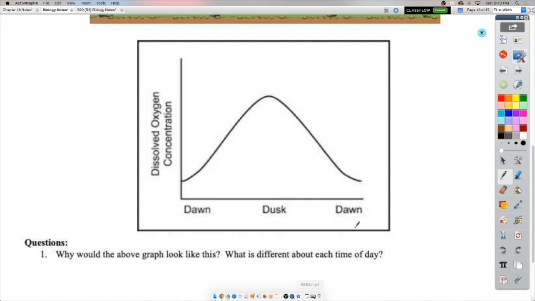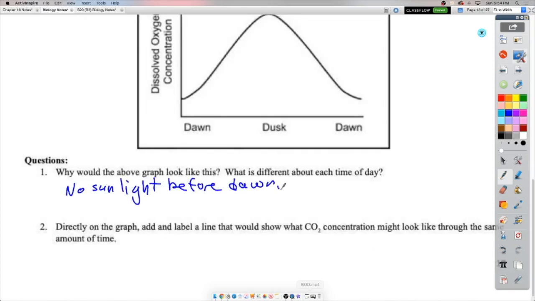Well, dawn just means morning, right? In the morning, what's happening? Well, the sun is just coming up, right? And so the sun has not been up all night. What else is needed for photosynthesis? Yes, CO2, yes, H2O, but the most important, maybe of all, is sunlight, right? So no sunlight, no photosynthesis.